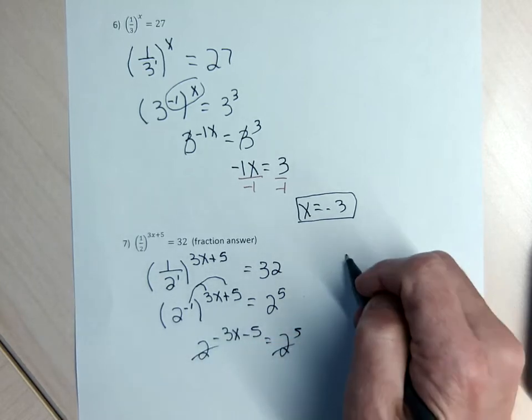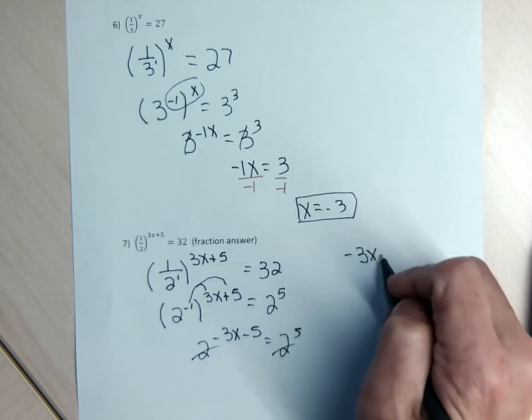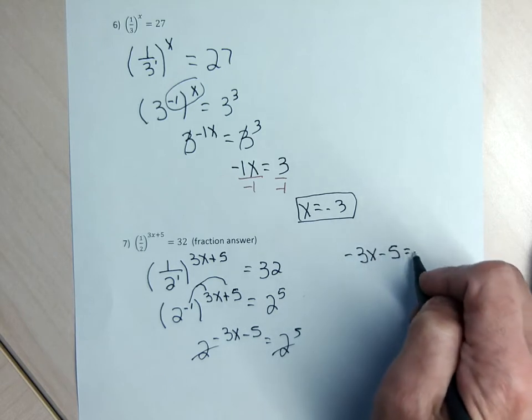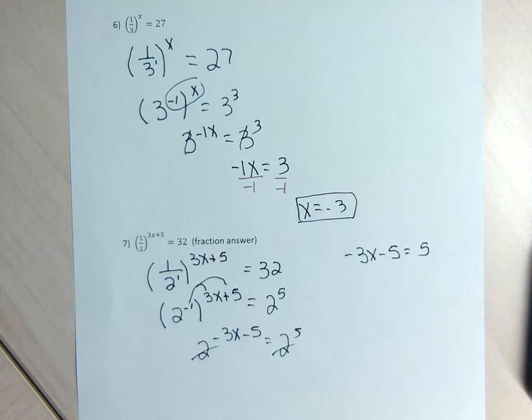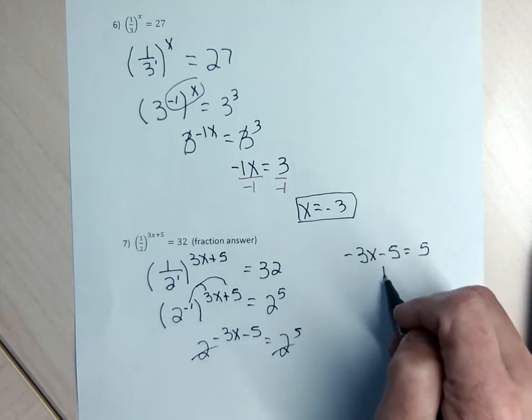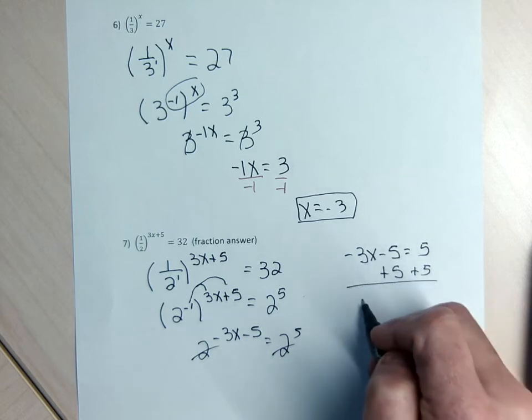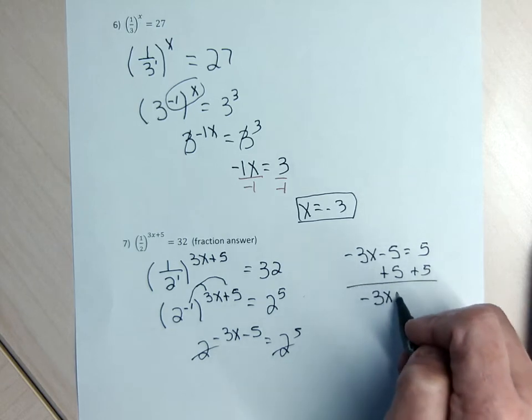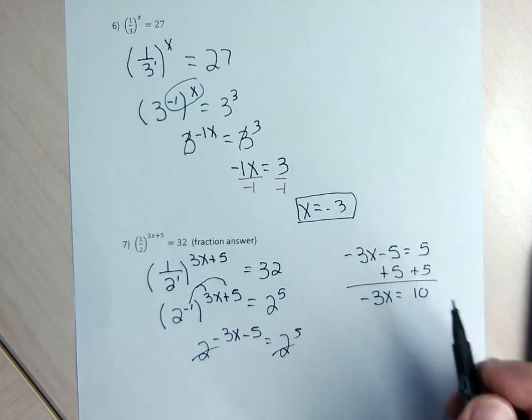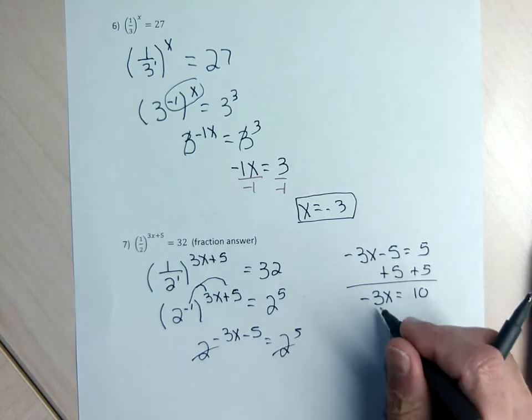Cross out the bases, set the exponents equal to each other, do the algebra to solve for x. The algebra to solve for x would be to add 5 to both sides. That would give me negative 3x on the left side equals 10 on the right side, and then divide by negative 3.